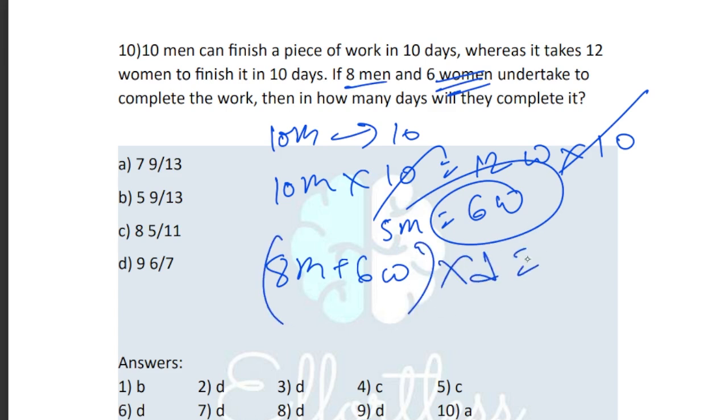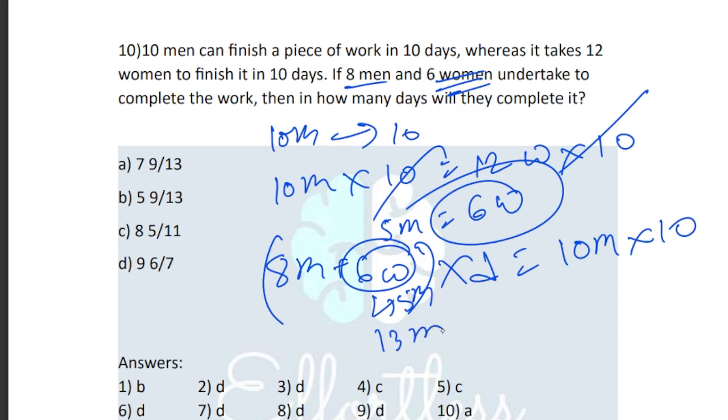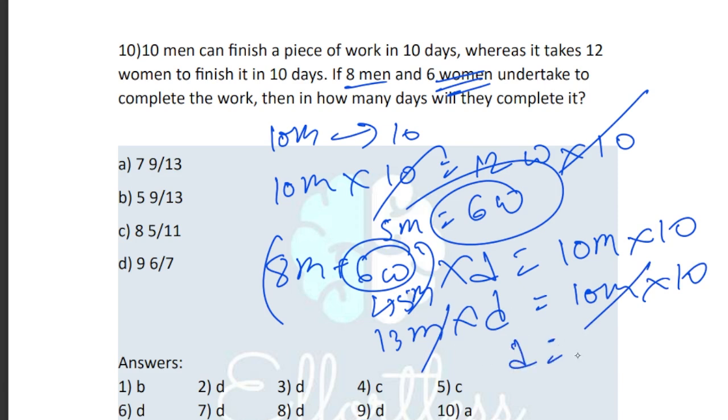So for the number of days, I can compare with any of these. So 10M multiplied by 10. Since 6 women is equal to 5M, we have 13M multiplied by D is equal to 10M multiplied by 10. So M cancels, and D will be 100 divided by 13. So this one is the answer.